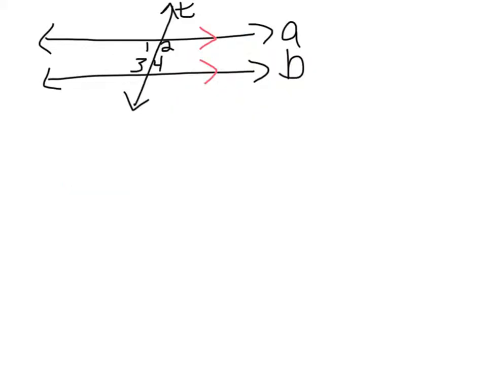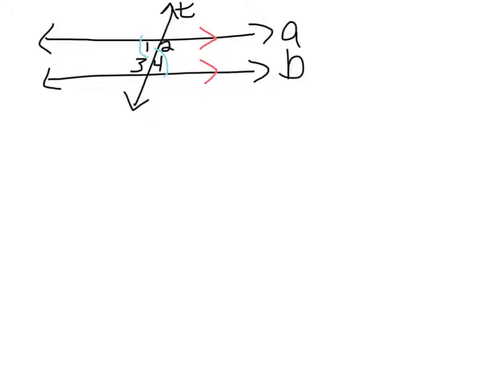The second set of angles that we talked about were alternate interior angles. If you have two lines that are parallel, and remember the lines must be parallel, denoted by the little red arrows, and those lines are cut by a transversal, then alternate interior angles must be congruent. So alternate interior to angle 1 would be angle 4. So angle 1 and angle 4 would be congruent.